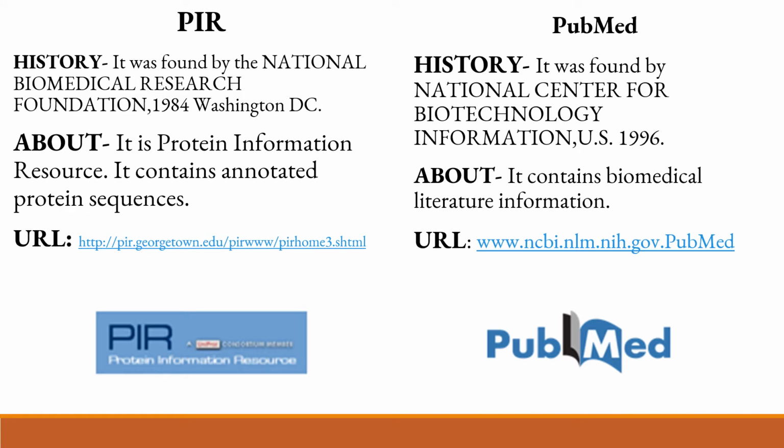Moving to the sixth one, it's PIR. It was founded by the National Biomedical Research Foundation, 1984, Washington, D.C. It is Protein Information Resource which contain annotated protein structures. PIR is located at Georgetown University Medical Center. It is an integrated public bioinformatic resource to support the genomic and proteomic research and scientific studies. It contains protein sequence databases. You can see its logo also, and the URL is also being displayed on the screen.